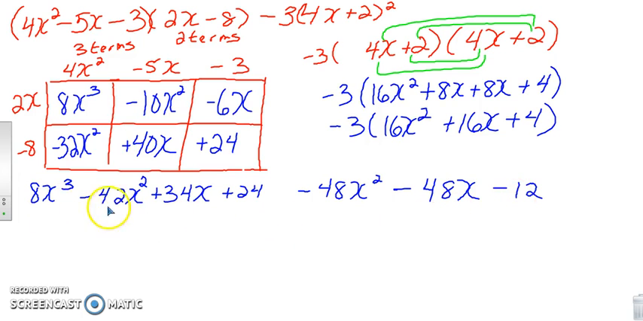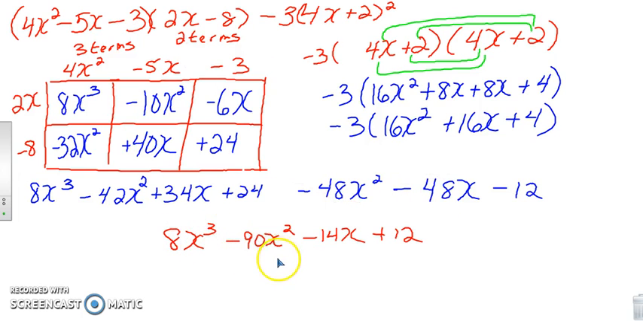The final step is to take this giant long single polynomial and add my like terms. I add my x squareds, I add my x's, I add my numbers, and I end up with the final solution of 8x cubed minus 90x squared minus 14x plus 12.